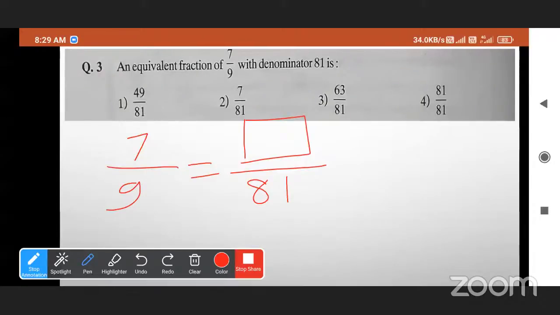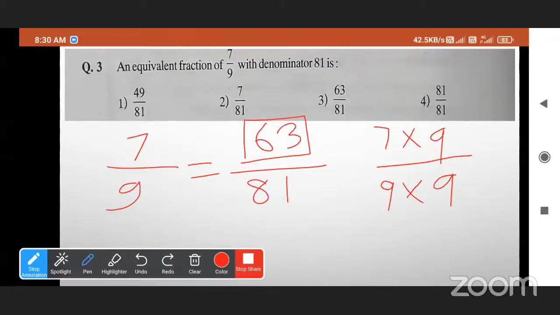So if we multiply 9 by 9, then we will get 81. So in the numerator part, we also multiply it by... 63. Third. Very good. The third one is the correct answer. Good.